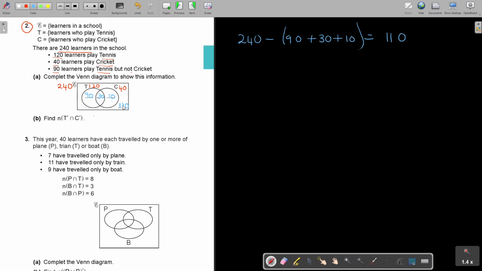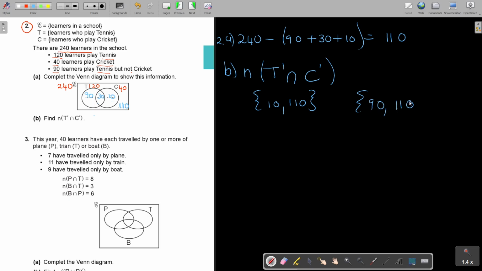Now I'm going to go on. Now remember, N is the amount, but first let's just write it down. So this is number 2, part B. This was A to help me in A. So it's N of T's complement intersection C's complement. Okay, now let's first start with T's complement. If I cover T, I'm going to get 10, and I'm going to get 110. Okay. C's complement. If I cover C, I'm going to get 90, and I'm going to get 110.